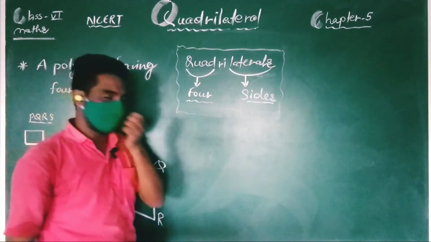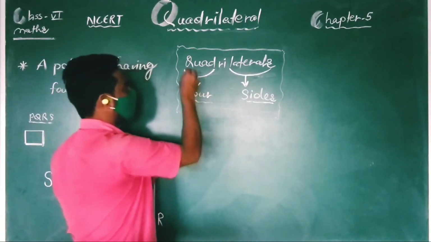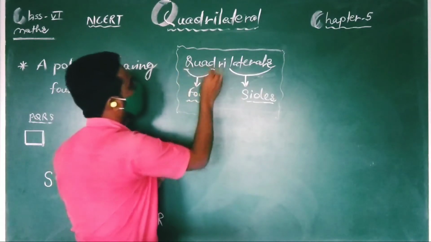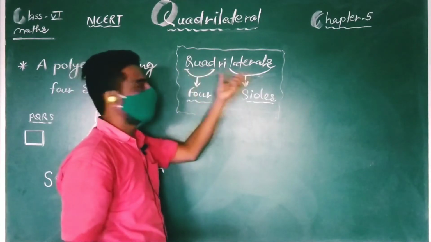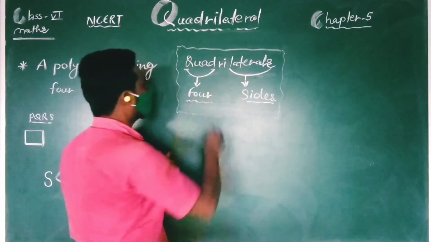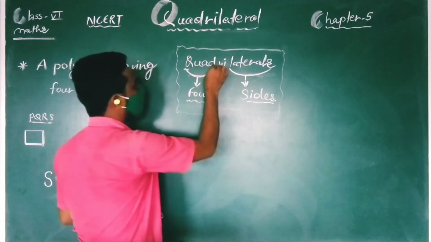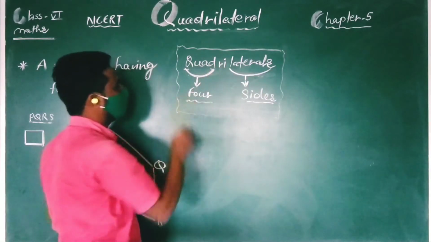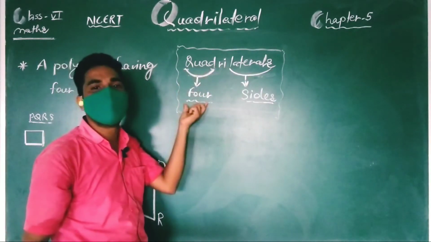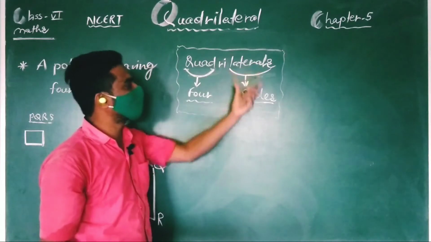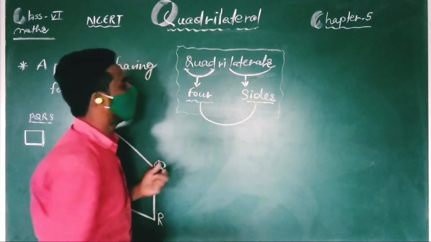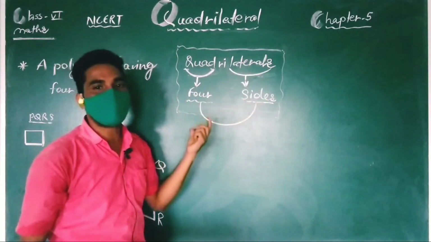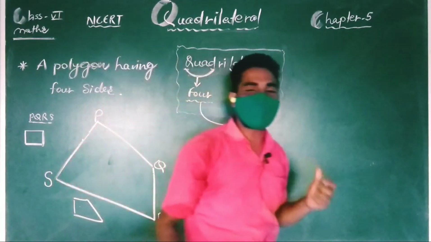One more thing that is very important, it's written here: the word quadrilateral is made from the two words quad and laterals. The meaning of quad is 4, and the meaning of laterals is sides. So by the name also it is clear that any figure having 4 sides is called a quadrilateral. So this is regarding the quadrilateral.